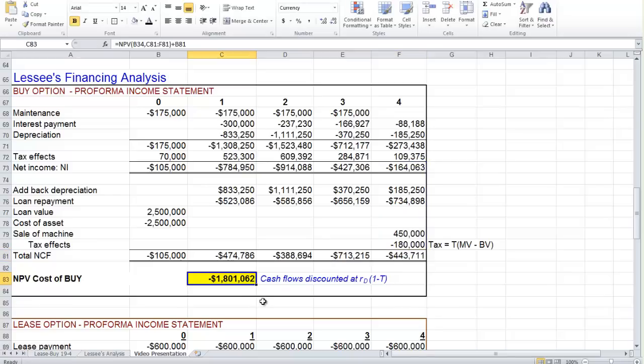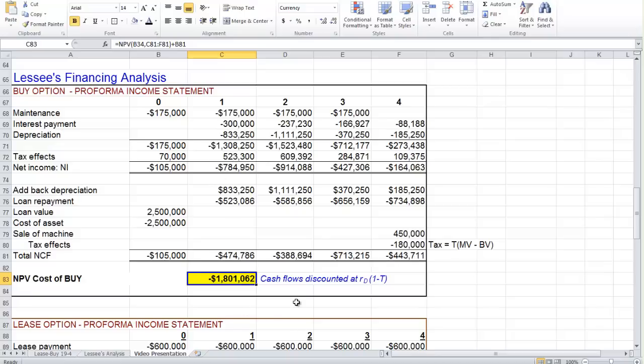With that, we use the NPV function, as you see up here, to calculate the net present value of the cost of borrowing money to buy the equipment, making sure we discount using the after-tax cost of debt. You do not use the interest rate on debt. You do not use the weighted average cost of capital. You have to use the after-tax cost of debt, the reason being, again, that these cash flows are tax deductible for the most part.